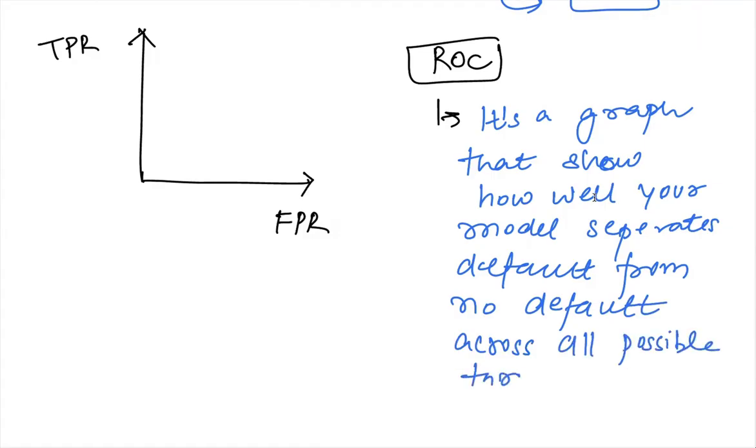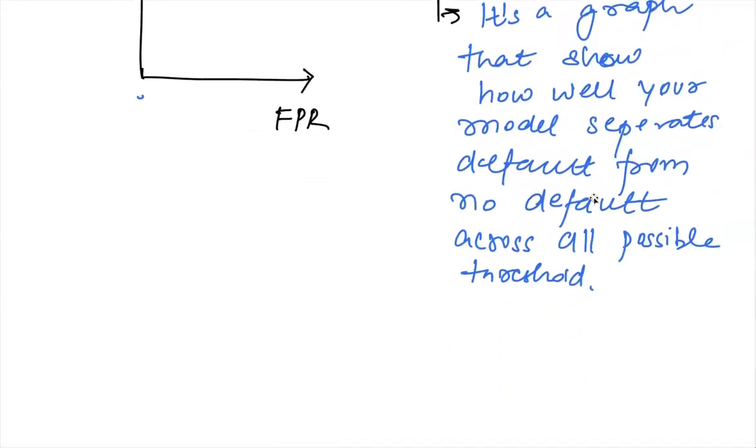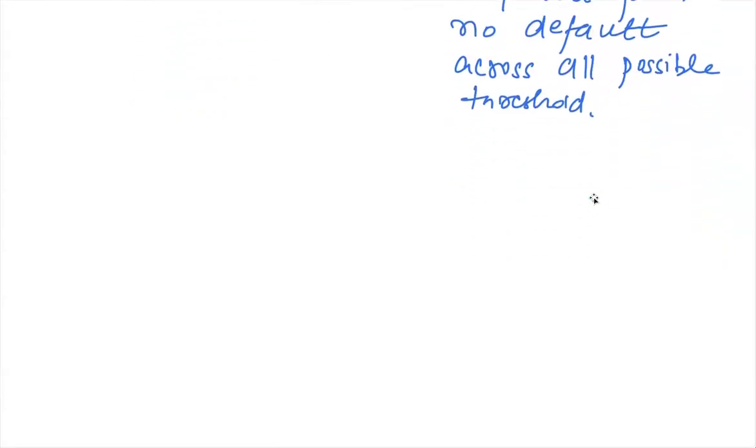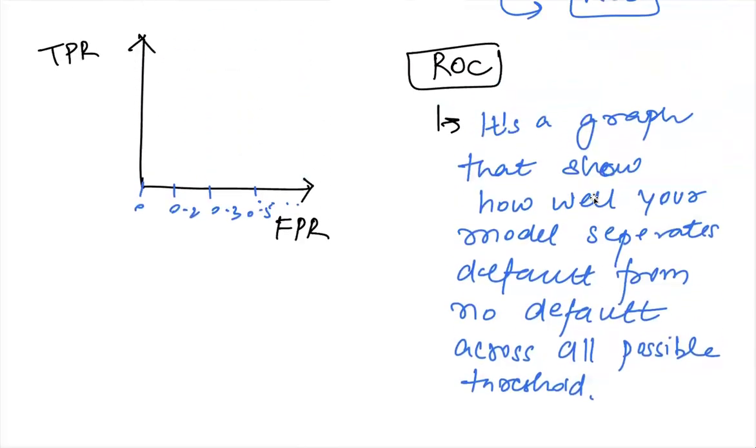Now I understand that, just by definition, it's a little hard to comprehend. So let me give you a quick example so that you understand. So basically we have different thresholds here. Can you tell me, for logistic regression, what is the threshold that we keep? 0.5. That's right.